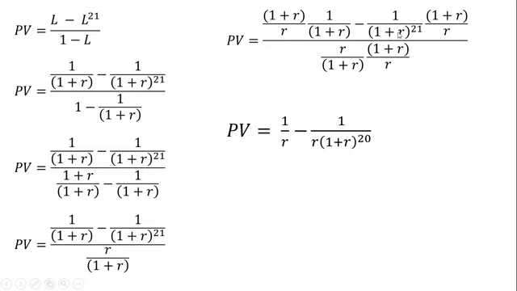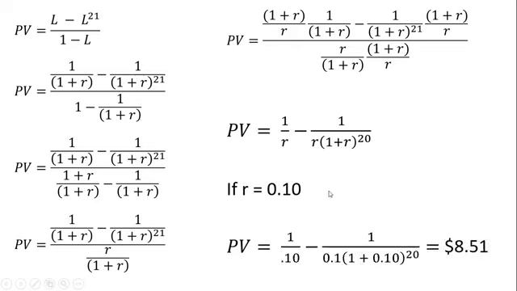And then over here, this 1 plus R divided by 1 plus R raised to the 21st power is just 1 plus R raised to the 20th power. And then we have this R hanging around. If we wanted to, let's put in a discount rate of 10% and evaluate the formula. And if you do that, we get $8.51.